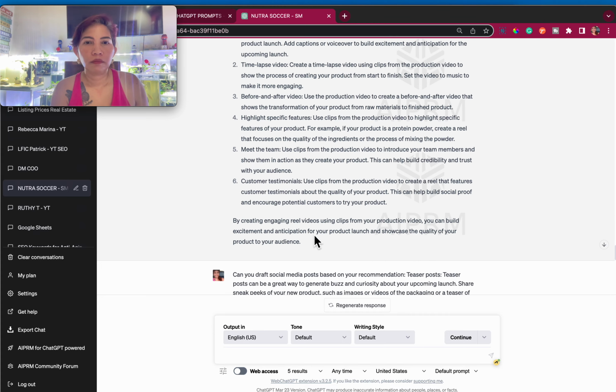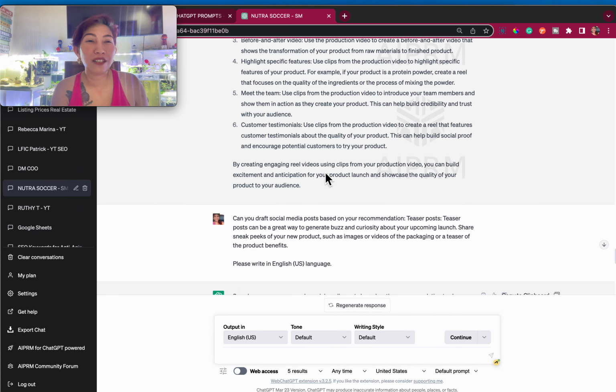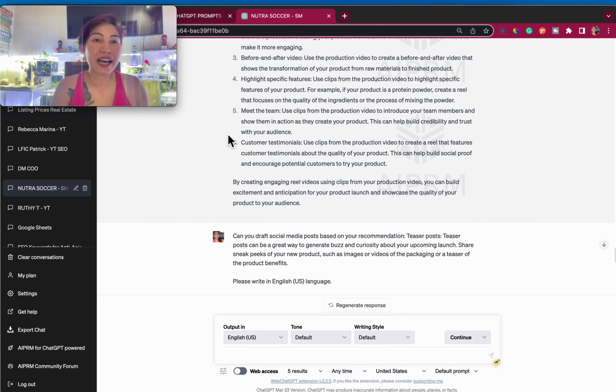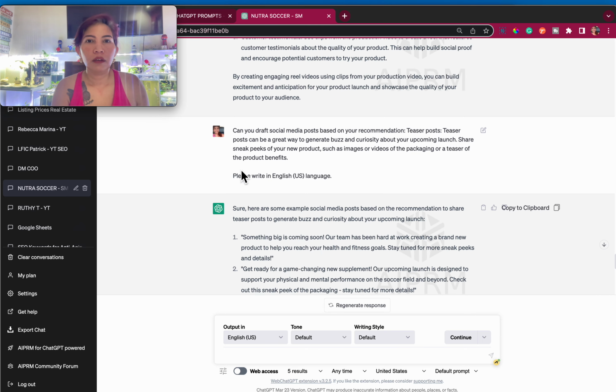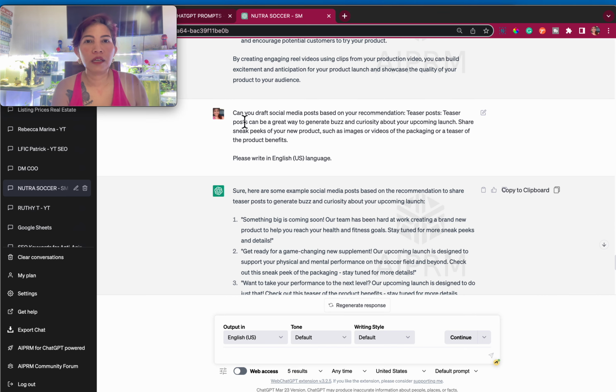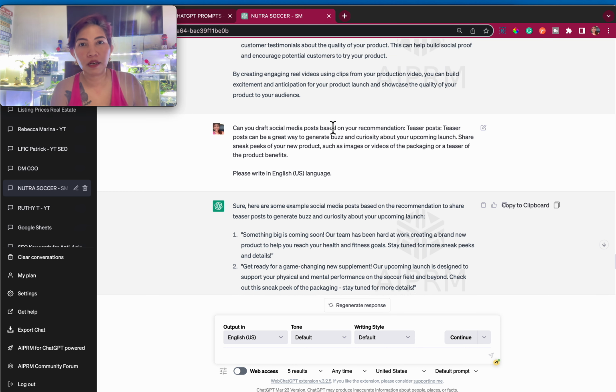it gave me. So it's going to be easier for ChatGPT to give you answers because it has the ideal client profile that we asked earlier as reference. Okay, and here, see, can you draft social media posts based on your recommendation?